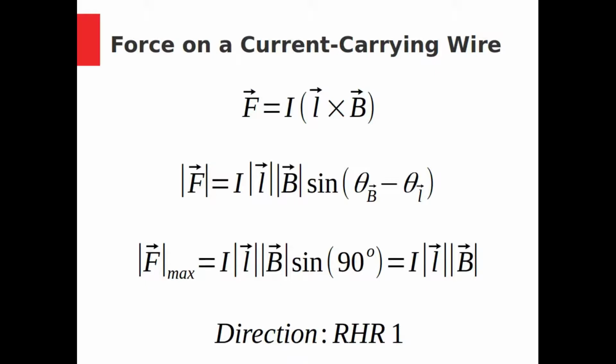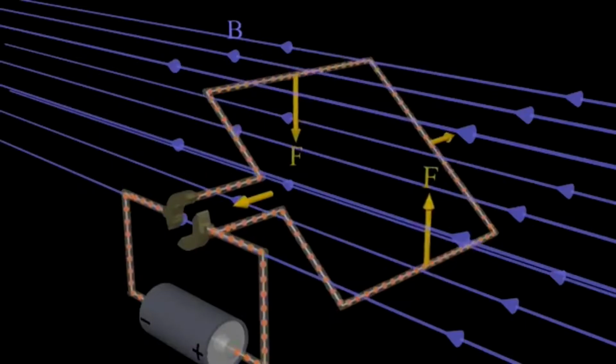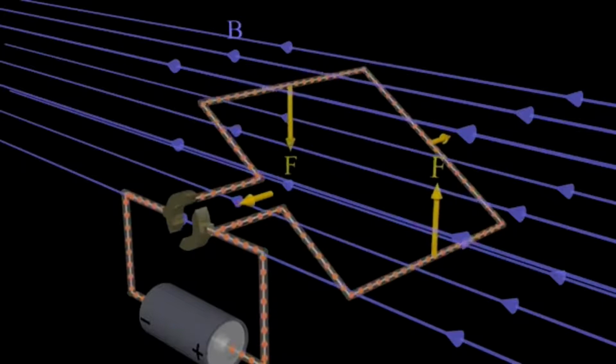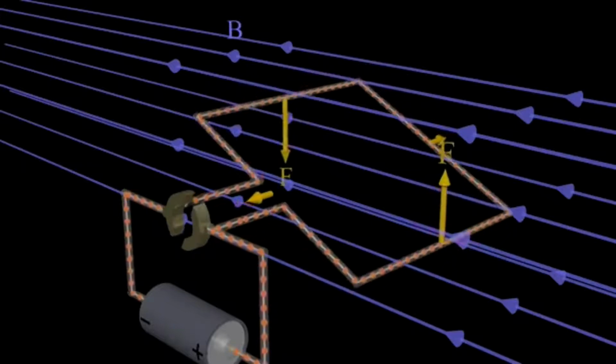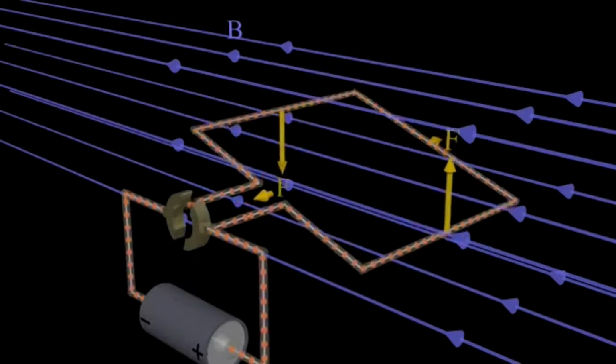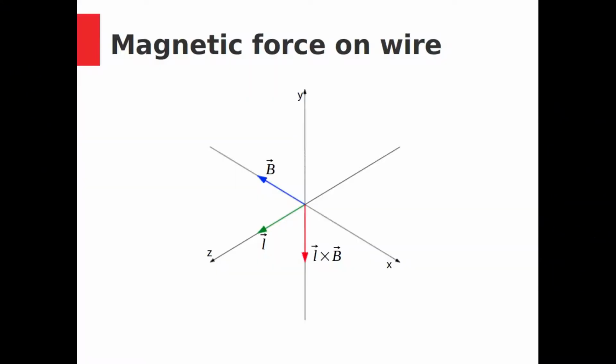The magnitude of the force is given by I times L times B times the sine of the angle between L and B. And the direction is given by the first right-hand rule, the one for forces on wires. In this visualization, the current in the far wire, the left wire, is traveling in the positive Z direction. The B field is in negative X, so by the first right-hand rule, we get a force that is in the negative Y direction. The wire is going to feel a force pushing it down.